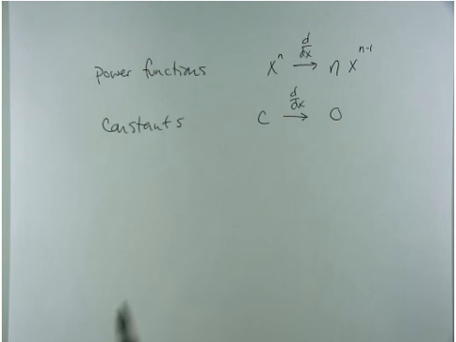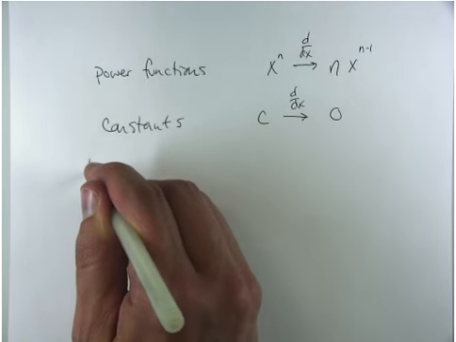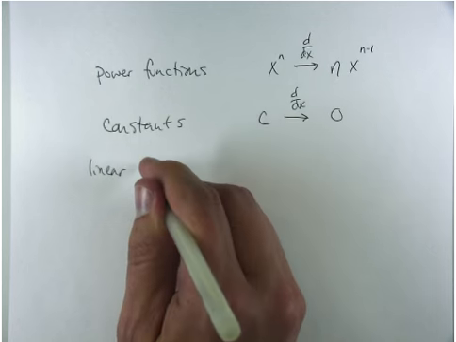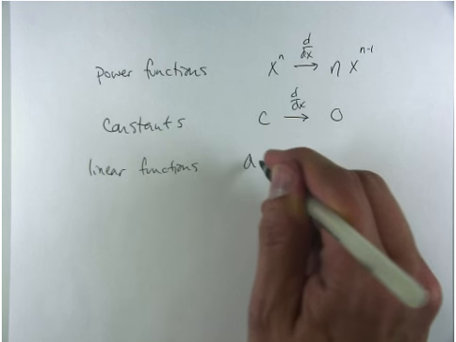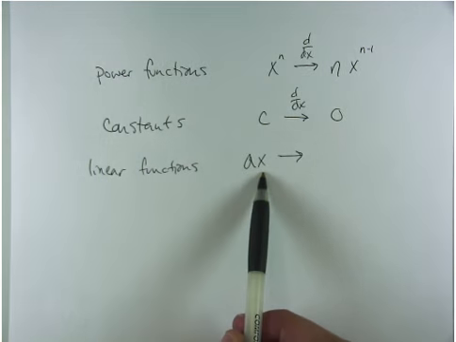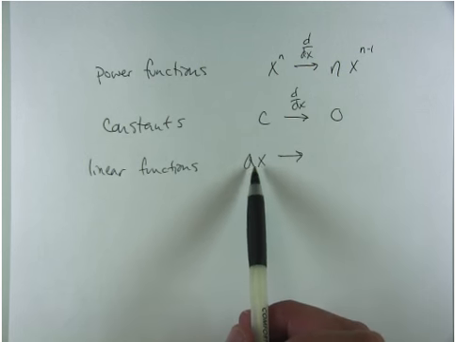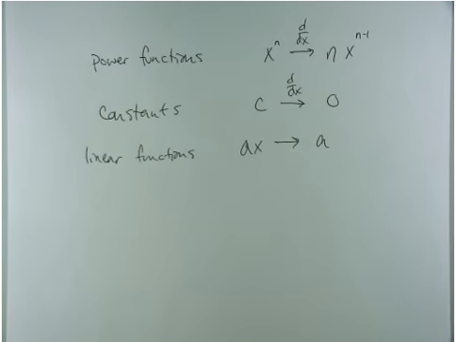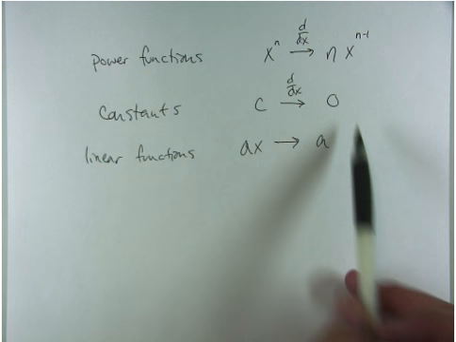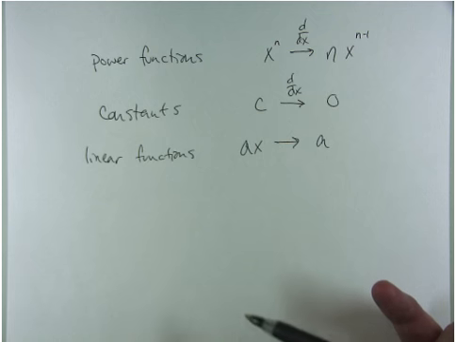And linear functions really fit into this power function thing, but they're worth noting, I guess. So if I had something like just a number times x, this is really x to the first power. So this is just going to be a. 1 minus 1 is 0, so this is x to the 0 here. And anything to the 0 power is 1, except for 0 to the 0 power, which is undefined.